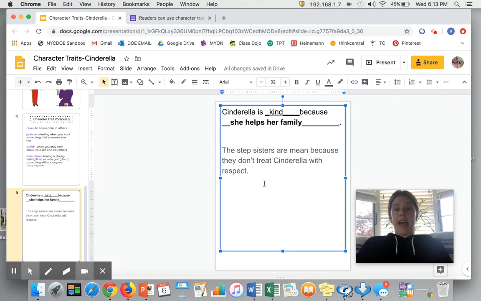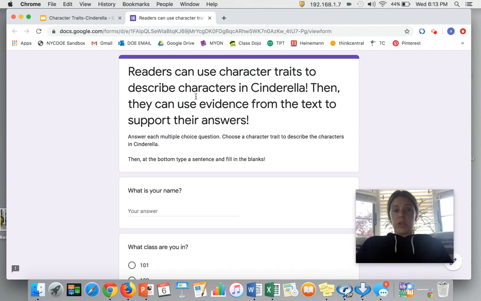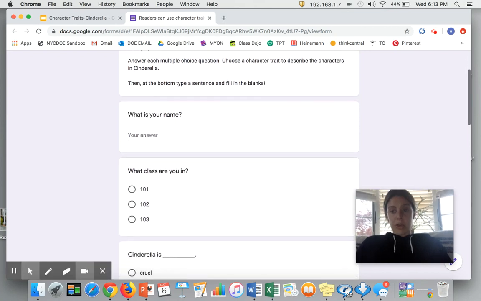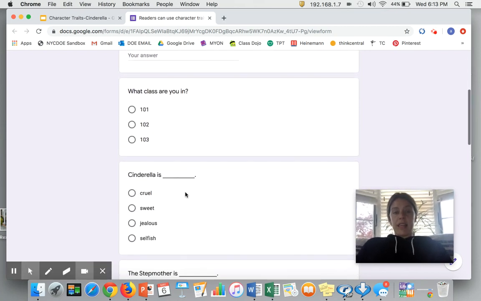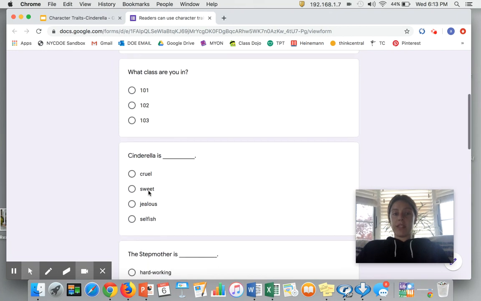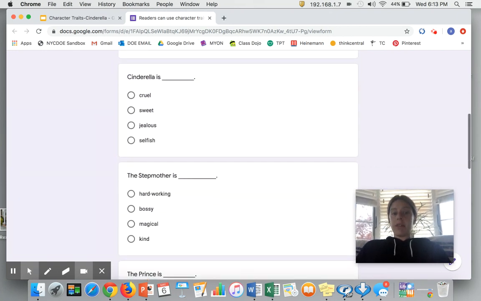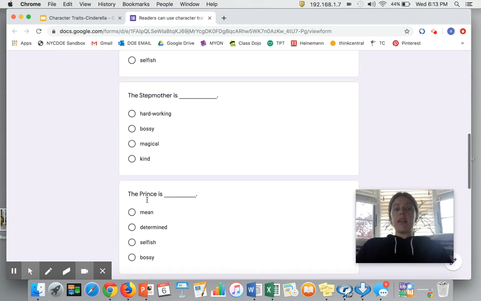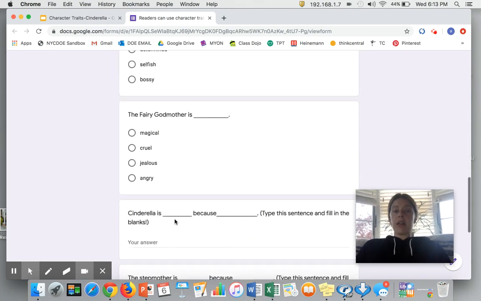Character trait and evidence. Here is your assignment. You will have a Google form. You have to put your name and your class. Then there's going to be some multiple choice questions here. With character traits, Cinderella is, which one is she? Which character trait fits with Cinderella? The stepmother is, and pick a trait. The prince, the fairy godmother.